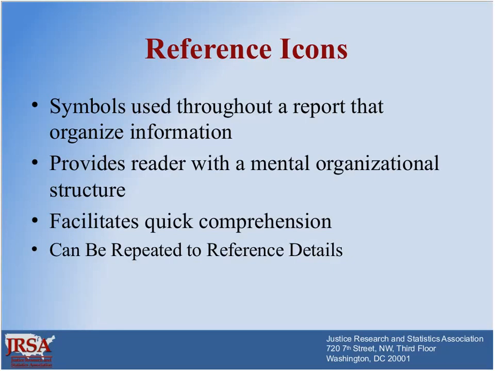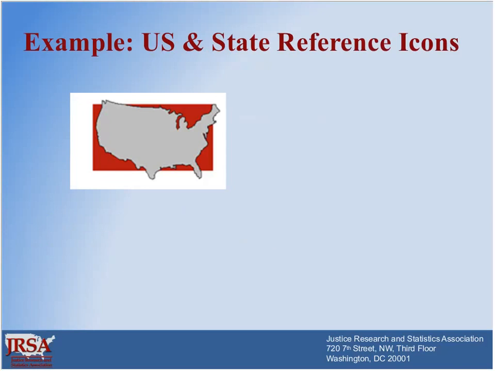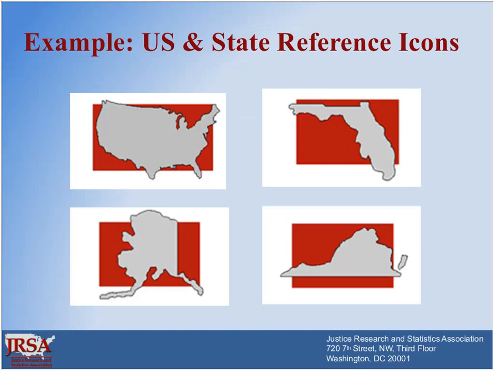So let's look at some examples of this. Here's an example of an icon that was used in JRSA literature that I think facilitates quick comprehension, because it tells you in an instant that the information that you're seeing is national information. And then when it's used also in conjunction with state icons, it tells you immediately what information is statewide and what information is nationwide. And then if you repeat these throughout your report, it also creates that visual theme that we were talking about.